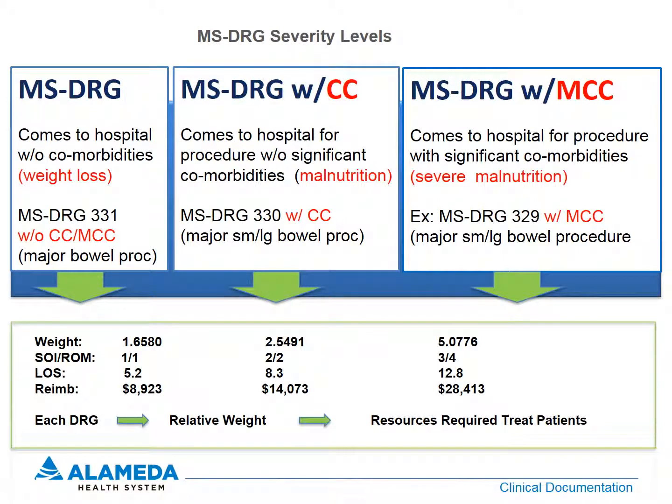So now the relative weight, which is the acuity of that patient, is 5 instead of 1.6. Now that severity of illness and risk of mortality is 3/4. Now the highest acuity level you can get is 4/4. Now that length of stay has increased from 5 days to 12.8, or 13 days. So what is it, 8 additional days to care for that patient. And then the reimbursement is $28,400 instead of $8,900, which is almost $20,000 more to cover the resources required to care for that patient.